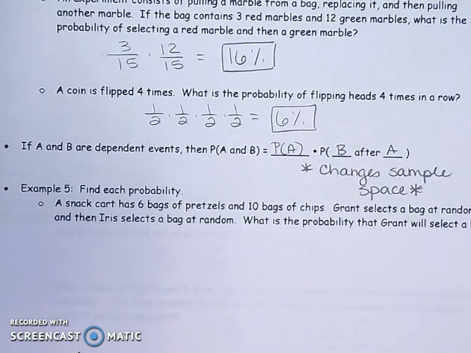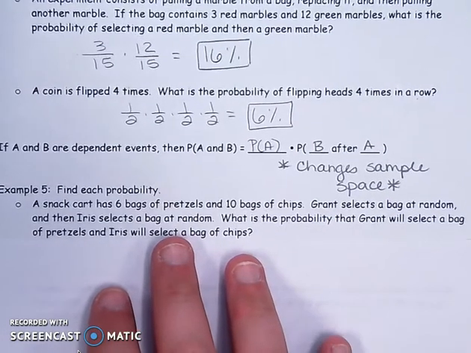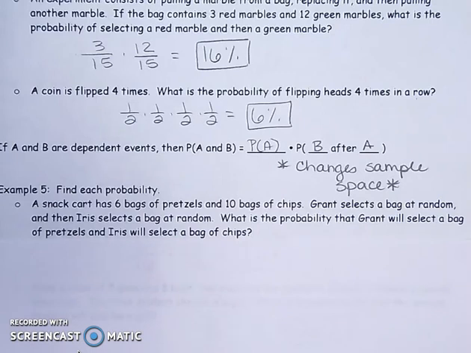An example of this is Grant and Iris are going to get something from the snack cart. There are 6 bags of pretzels and 10 bags of chips. Grant selects a bag at random and so does Iris. What's the probability that Grant will get a bag of pretzels and Iris will get a bag of chips? Well, Grant picking first gives him 6 out of 16 because there are 6 pretzels and 10 chips, so 16 total. But then once he selected his bag, Iris only has 15 items to choose from, but because Grant chose a bag of pretzels, there's still 10 chips left. So 6 out of 16 times 10 out of 15 is about 25%.